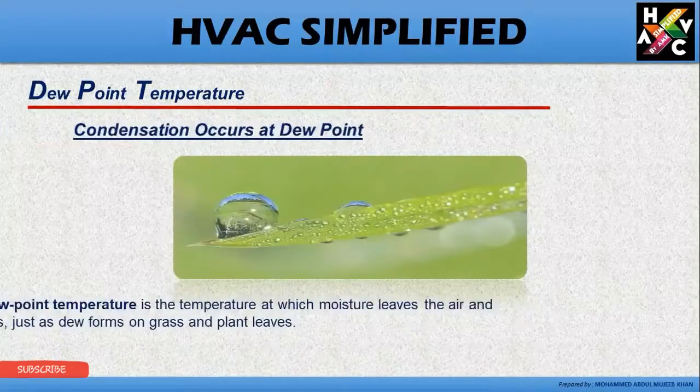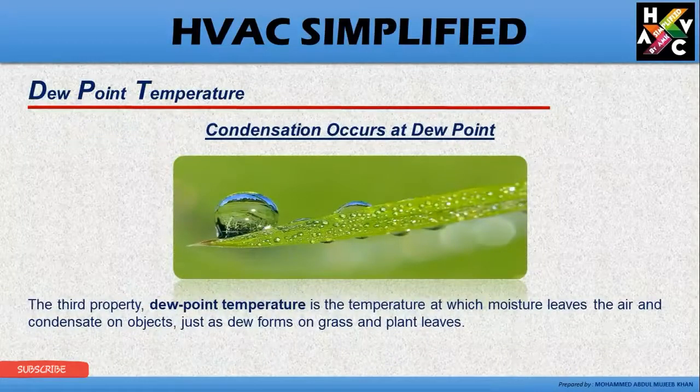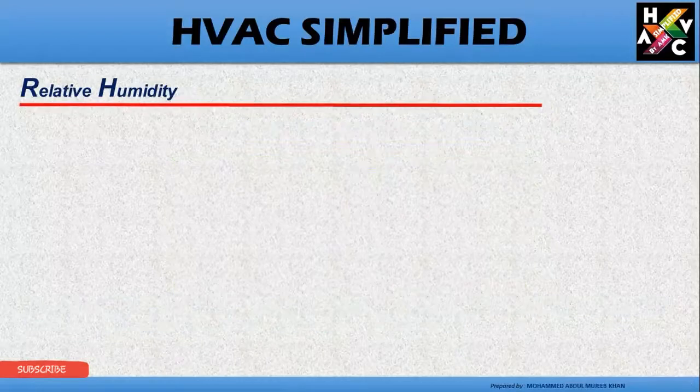Dew point temperature. The third property, dew point temperature, is the temperature at which the moisture leaves the air and condenses on objects, just as dew forms on a plant. We will be understanding the dew point temperature in detail in the further slides. So, in simple words, the dew point temperature is the temperature at which water droplets start condensing, which means the air can no longer hold the moisture in it. We will understand why it happens.